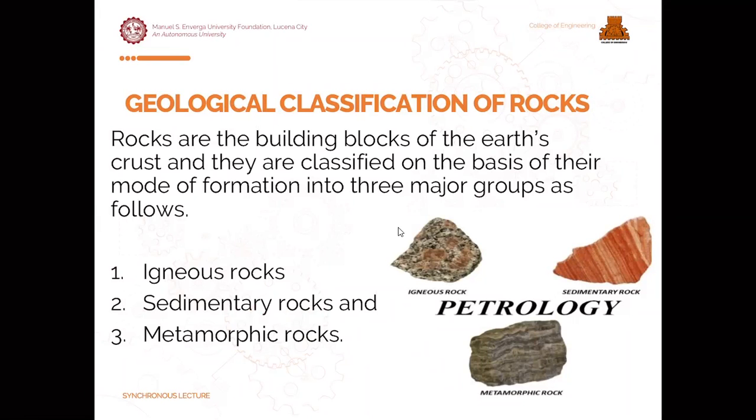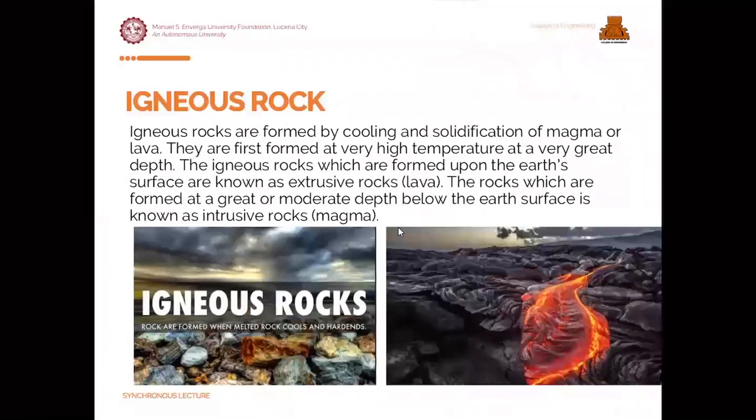Let us go first with the igneous rocks. Igneous rocks are formed by cooling or solidification of magma or lava. What is the difference between magma and lava? Magma is what it is called when it is still inside the volcano, not yet on the Earth's surface, beneath the Earth. Once it comes out to the surface through eruption, it is called lava. Lava is the flowing material outside the volcanoes.